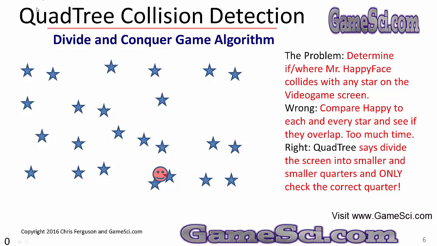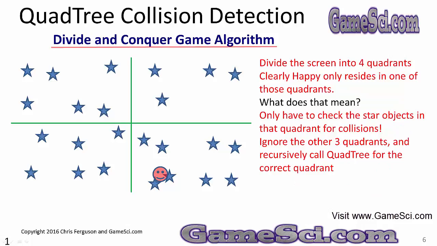So the right way to figure out collisions, who does Mr. Happy Face collide with, is to use quad tree. Quad tree says divide the screen into smaller and smaller quarters and only check the correct quarter. So let's see what we mean by that.